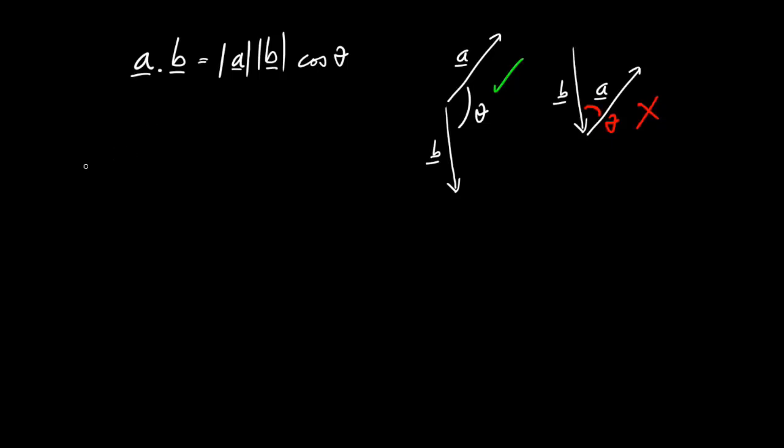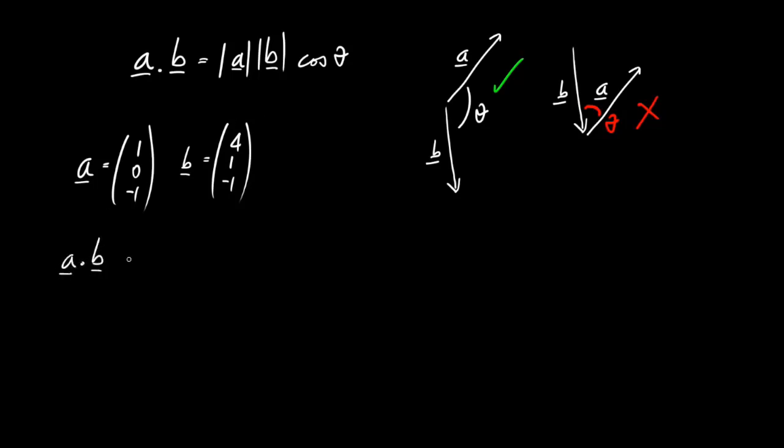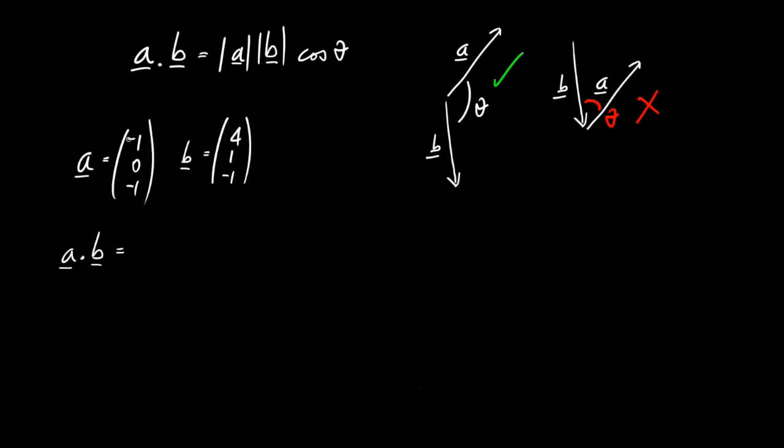But right now let's work out the angle between a couple of vectors. Let's give ourselves A, we'll make it 1, 0, minus 1, and B, we're going to make it 4, 1, minus 1. And we'll do the dot product between those guys. So first we'll work out the dot product. Actually, let's make it minus 1.